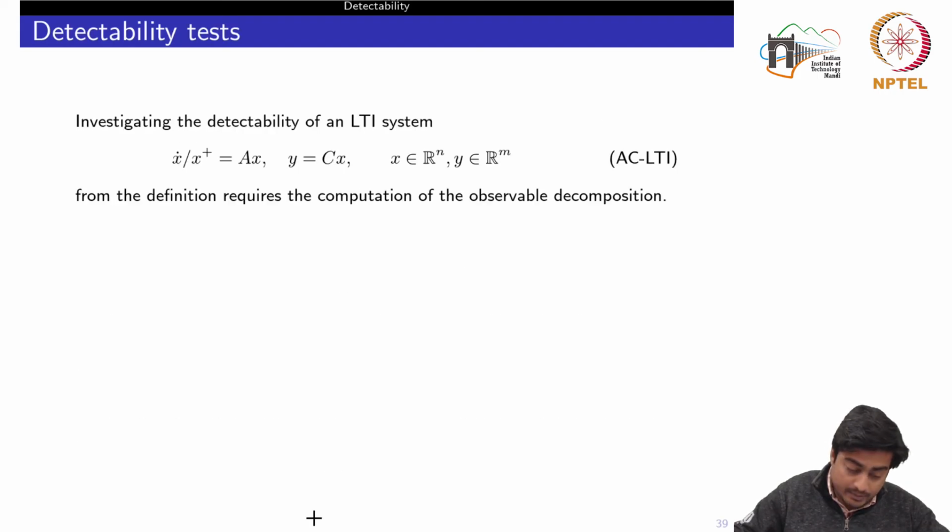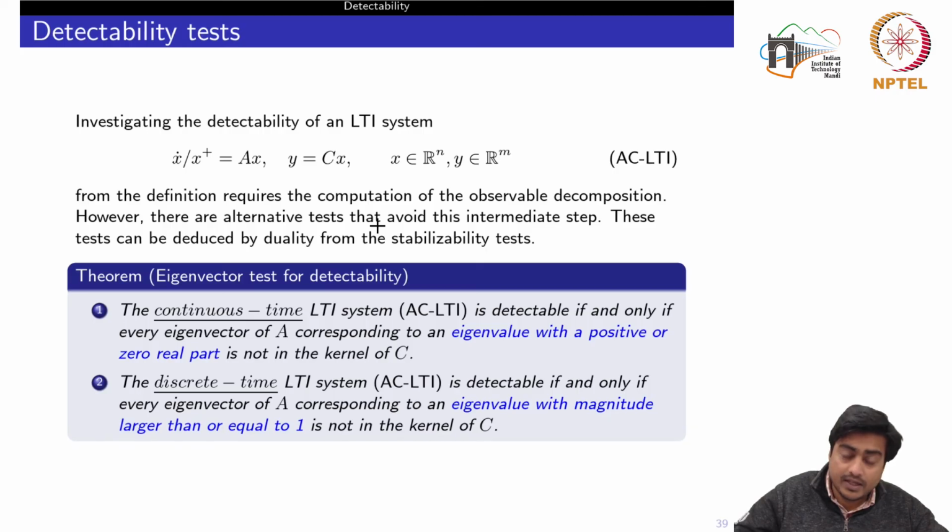Coming on to the test for detectability, again we would consider only the pair AC because the B and D matrices play no role in determining either the observability or detectability. So one way of determining the detectability is to do the observable decomposition and then check the stability of the unobservable matrix. Okay, but again similarly to the stabilizability, we have alternative results where we can skip this decomposition part, right? So the continuous time LTI system is detectable if and only if every eigenvector of A corresponding to an eigenvalue with a positive or zero real part is not in the kernel of C.